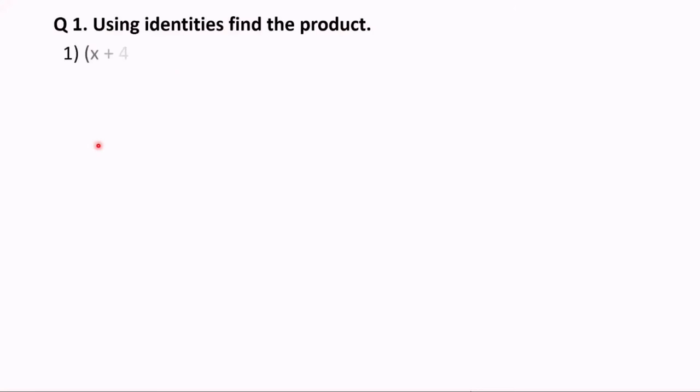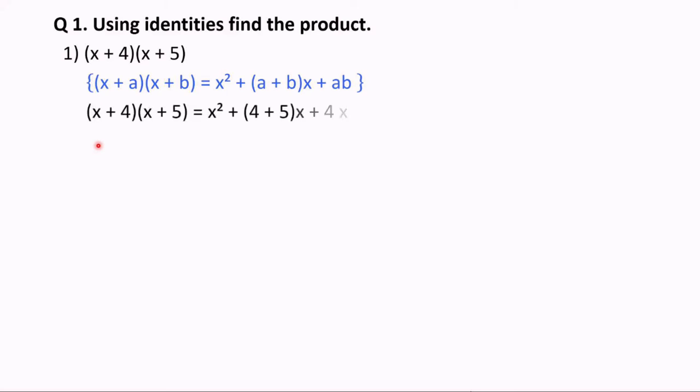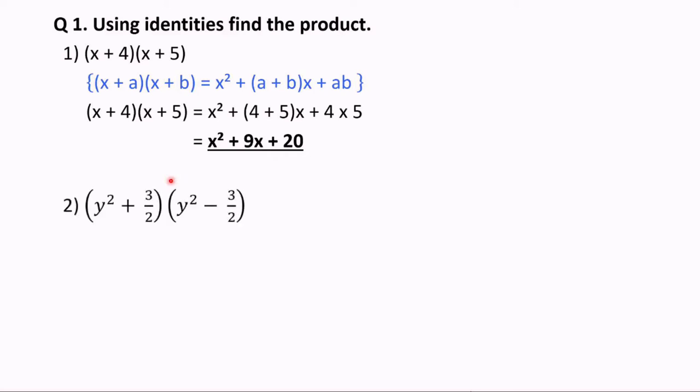Using identities, find the product of the first one, x plus 4 into x plus 5. Which identity do we have to use? All of you know, last year you learned this identity: x plus a into x plus b is x square plus a plus b into x plus ab. So we can substitute the values here. In place of a we are given 4 and in place of b, 5. So x square plus 4 plus 5 into x plus 4 into 5. That is x square plus 9x plus 20. Very easy. You can use this identity and solve this type of questions.